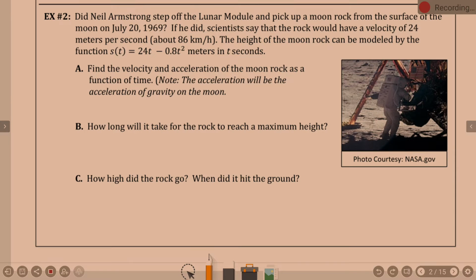Okay, part A: find the velocity and acceleration of the moon rock as a function of time. So, what do I need to find here?